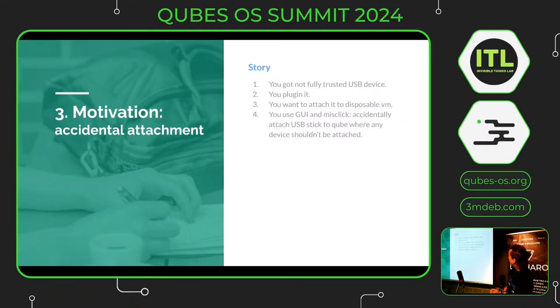And the last motivation is also maybe not accidental, but unintended attachment. So I have some frontend VM, for example, with my secrets, and I do not want any devices to be attached there at any time. But sometimes, by mistake, I can attach it by misclick or something, and this is something that we also want to remove.